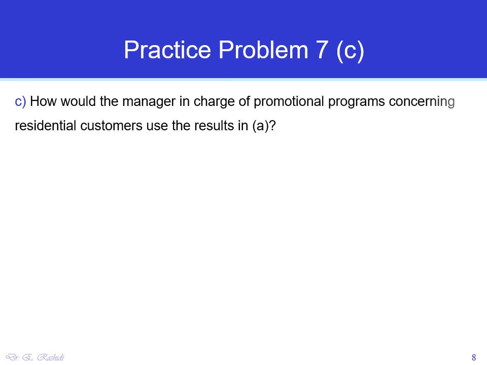Next part of the problem, part C. How would the manager in charge of the promotional program concerning residential customers use the results in part A? The results in part A were a 99% confidence interval for the proportion of customers that would purchase the additional line at a reduced cost. So think about this question, pause, and then come back to see the solution.